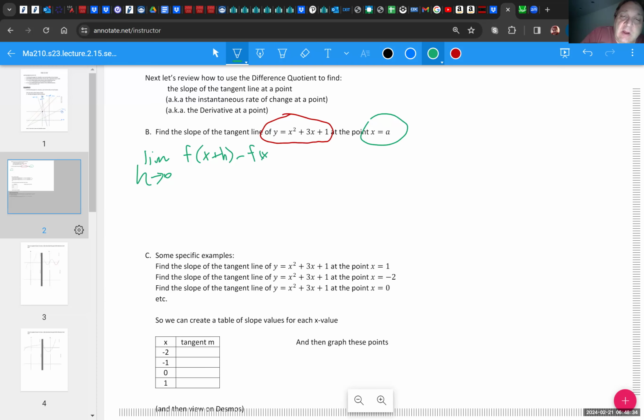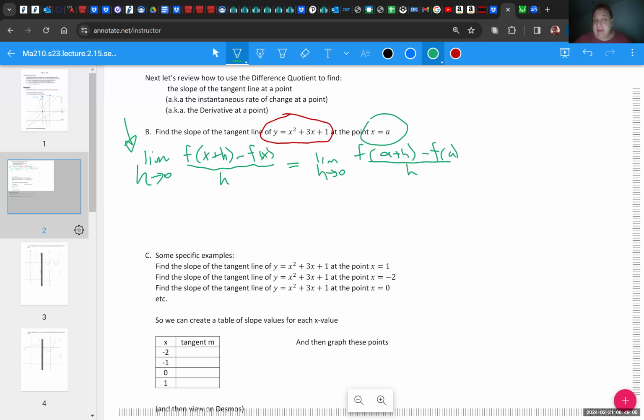There's the change in y, and then the change in x actually gets simplified. x plus h minus x reduces down to h, and you have to remember your limit there. Now we are at the point x equals a, so the first thing I can do is just plug in the value of a. If you knew the number, it might look a little better, but it is what it is.